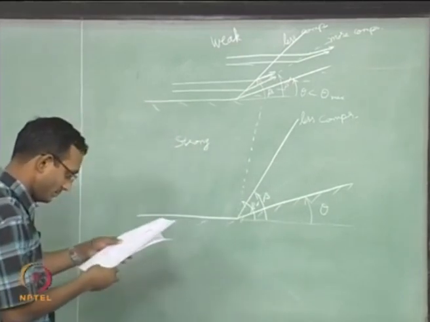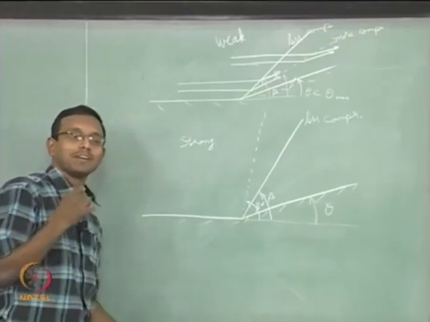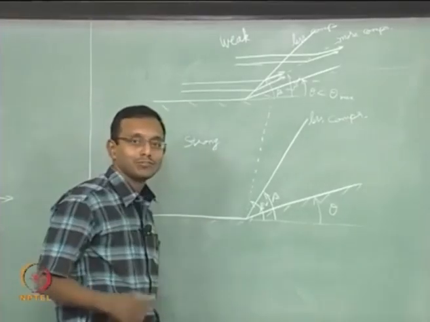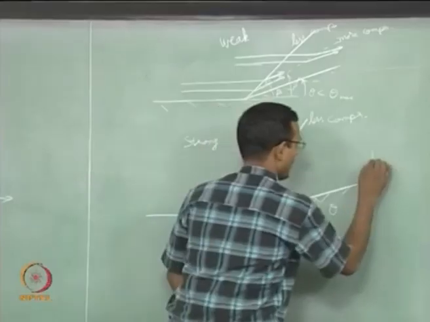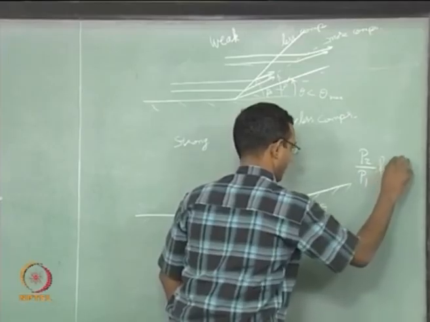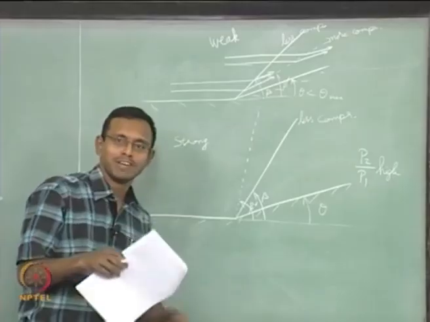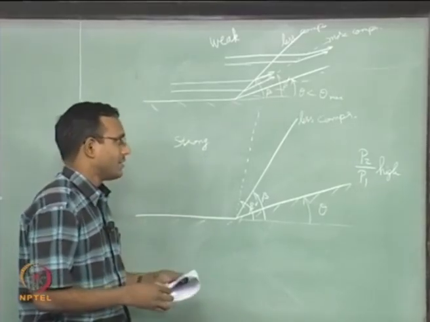Okay. If I just make one statement and you just believe me for sure, that is, if it is a strong shock that is forming, we are interested in making P2 by P1 very high. Compared to the weak shock, it is supposed to be very, very high. That is what we observed last time also anyway. Okay. It is supposed to be very high.